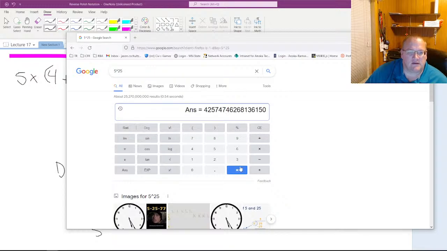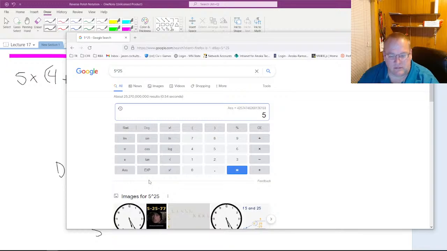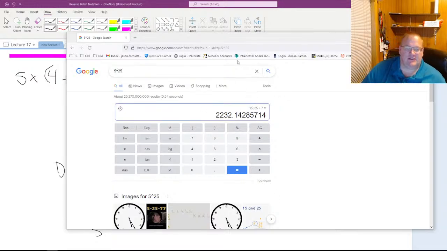5, no, clear. Completely clear. Clear everything. 5. I don't see it. Caret. Nope. That didn't work. Well, 5 times 5 times 5. 1, 2, 3, 4, 5, 6. Good. Divided by 7 equals 2232.